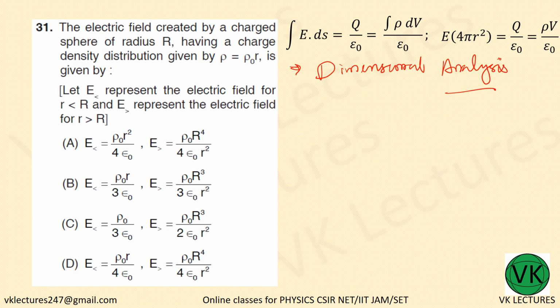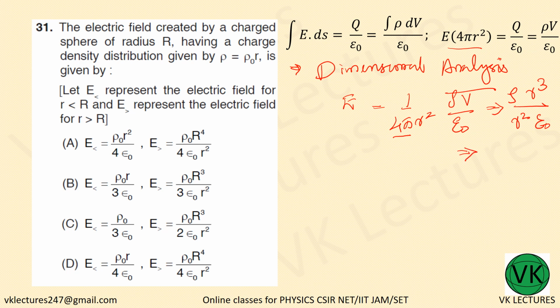Now what we want is the electric field. So electric field into 4 pi r squared is equal to rho v by epsilon naught. So electric field will have 1 divided by 4 pi r square into rho v divided by epsilon naught. So 4 pi is a constant, rho we can write it as rho, and v is proportional to r power 3, that is r cube, and r square will come in the denominator with epsilon naught. So finally you have rho r divided by epsilon naught. Okay, this should be the formula.